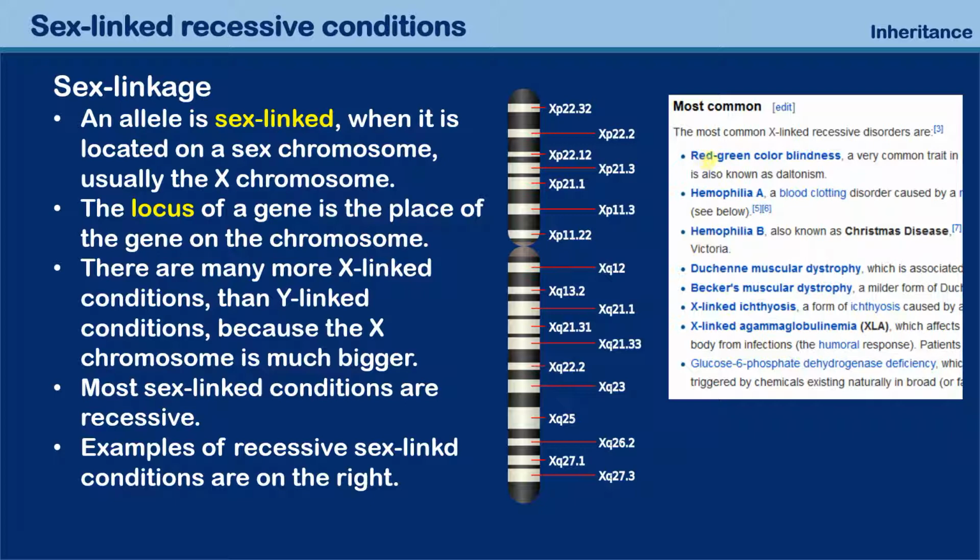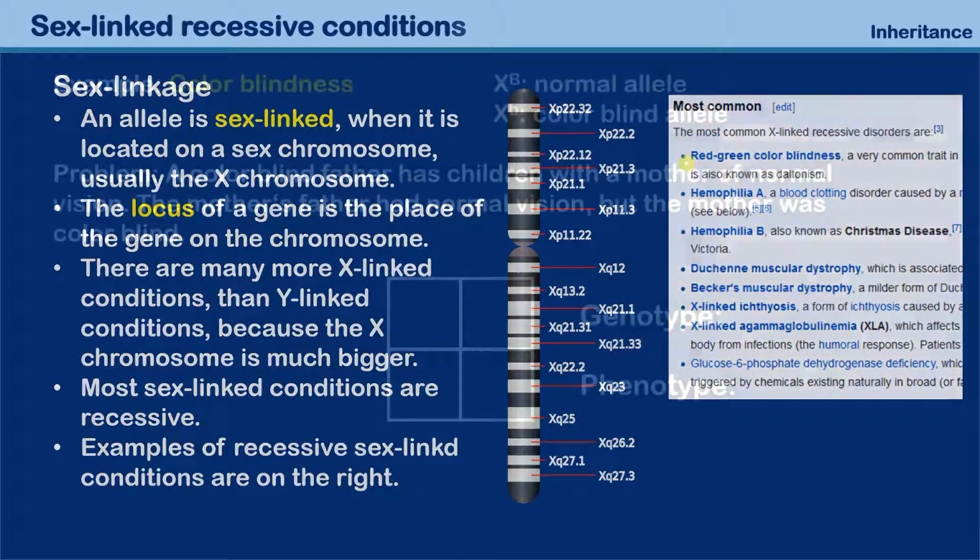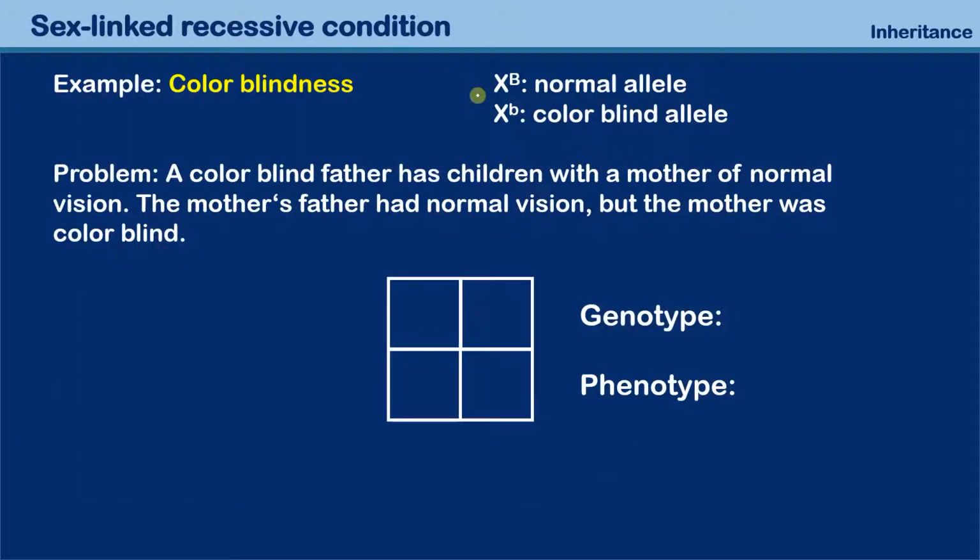I'm going to do some crosses involving an example of red-green color blindness and also hemophilia. But let's move on. Let's do these crosses. Let's have a look at color blindness.